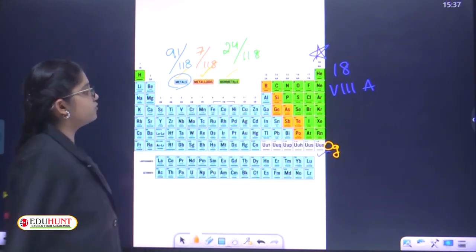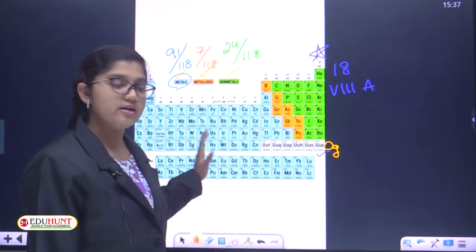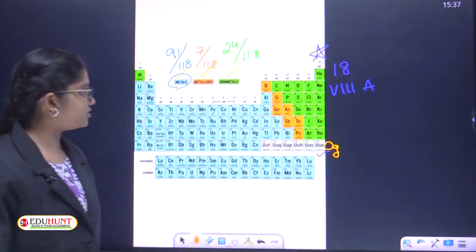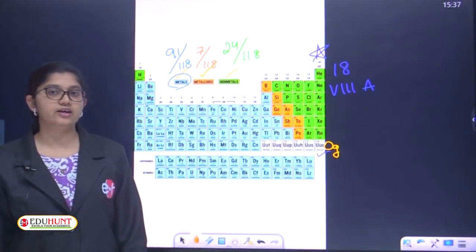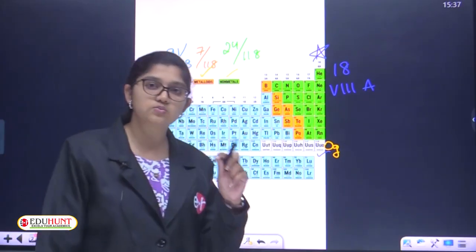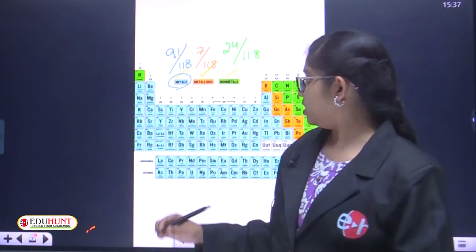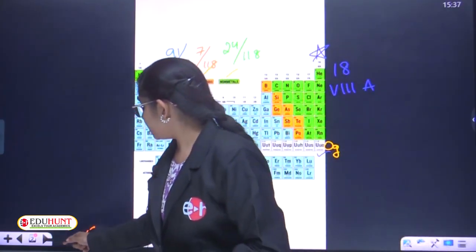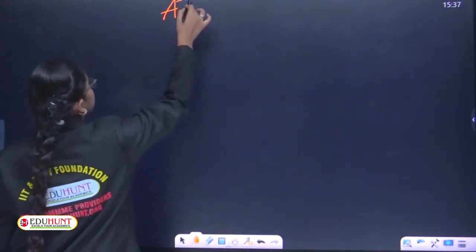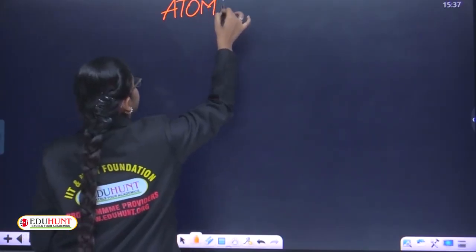Okay, so to show you, I just selected this picture for the differentiation of metals, non-metals and metalloids, children. Hope you are clear with that. Okay, coming to the topic, in the element topic we have a small subtopic over here. I want to discuss with you that topic, which is called atomicity. What is that, children? Atomicity. Note it down.